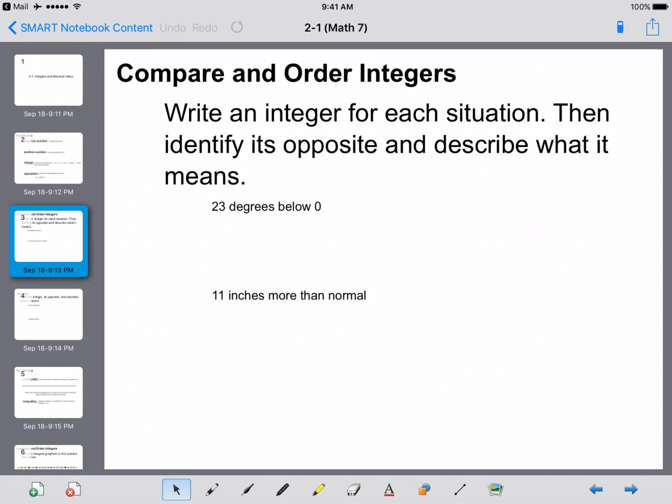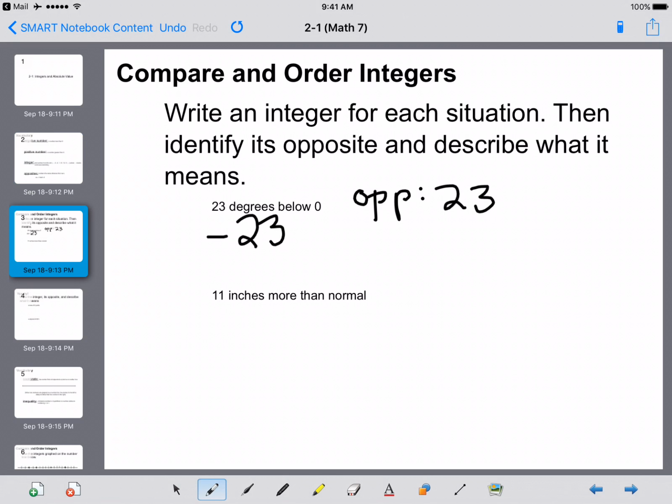So here we want to compare and order integers. So write an integer for each situation, then identify its opposite and describe what it means. So 23 degrees below 0. That would be -23. Its opposite is +23. And what that means is it means it's 23 less than 0.